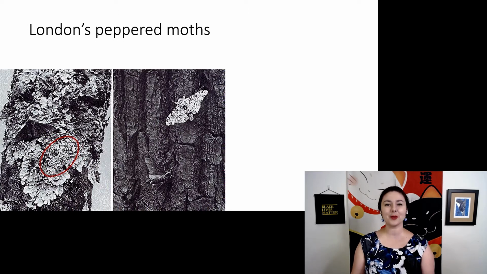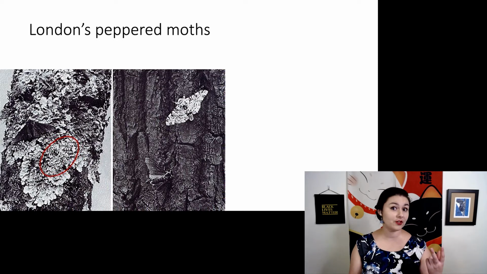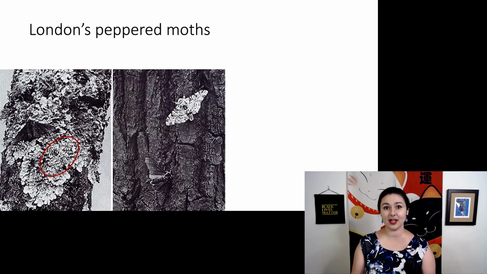Let's talk about some peppered moths in London. So peppered moths, they have two different morphs or forms. They have a dark morph and a light morph. They're pictured here on a light tree and a dark tree.